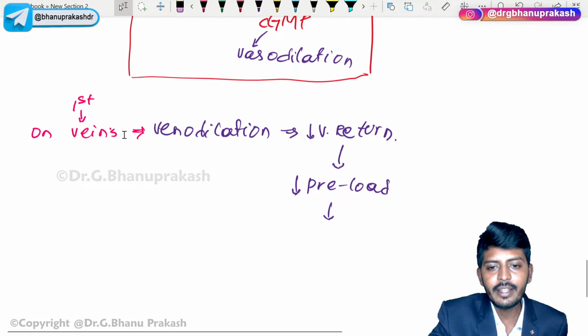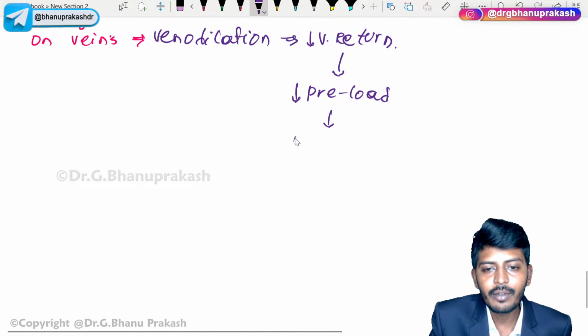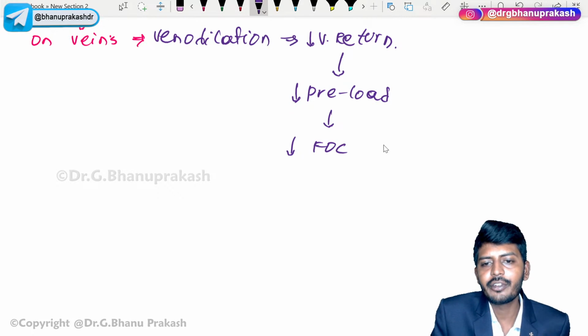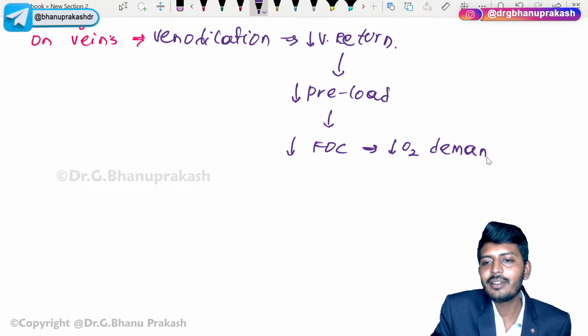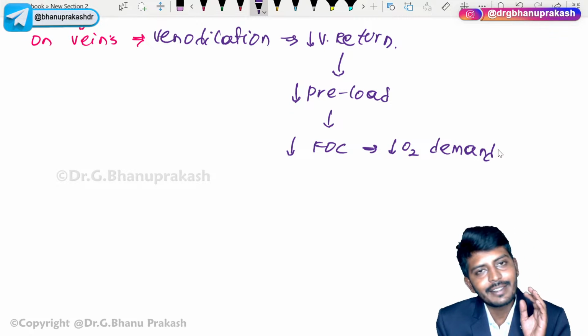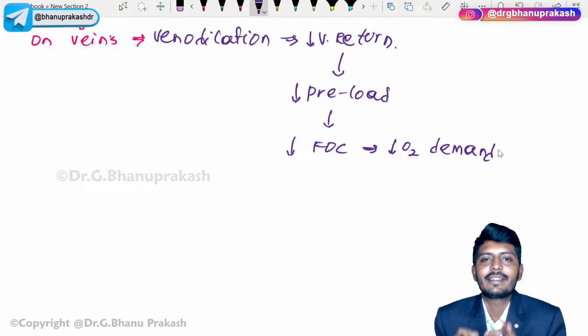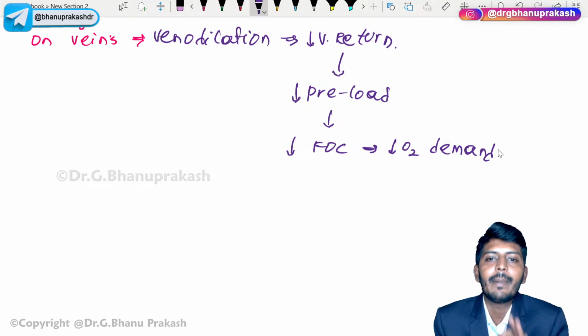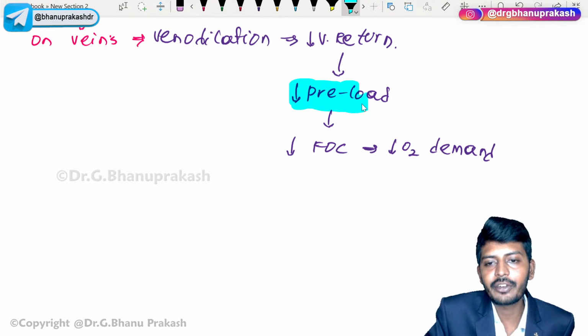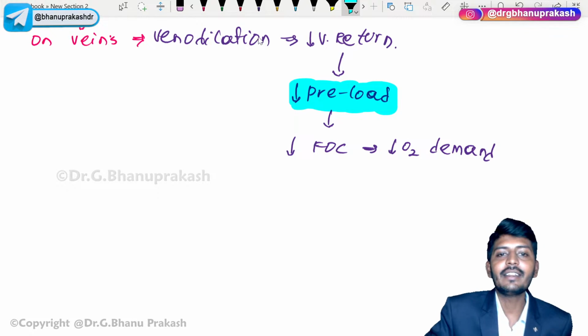So preload will decrease. If preload is reduced, that will decrease the force of contraction. If force of contraction is decreased, that will decrease the O2 demand. So the first and most important myth which many students had, and I want to clear, is this: nitrates cause relief of chest pain by decreasing the oxygen demand of the heart. By doing what? By preload reduction. So that is the first effect.